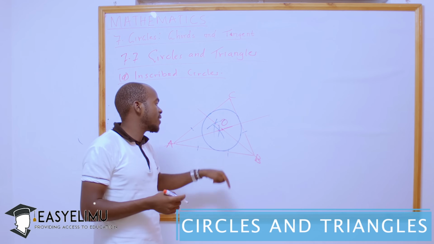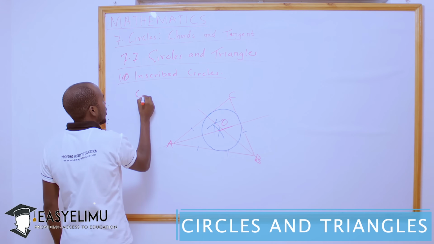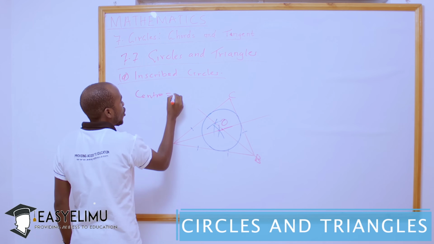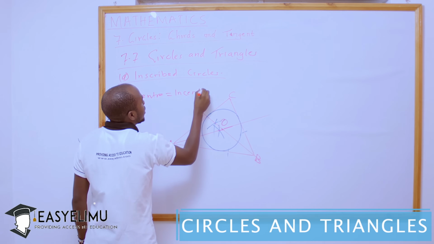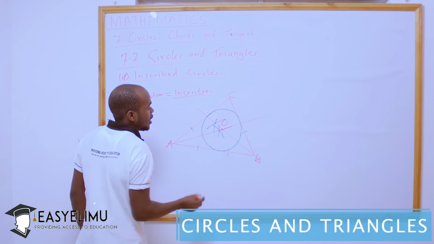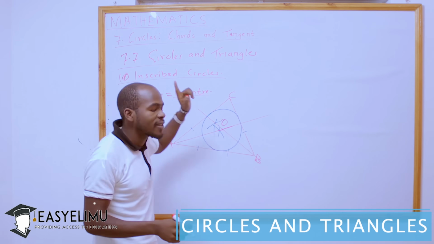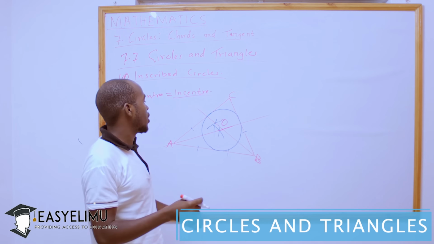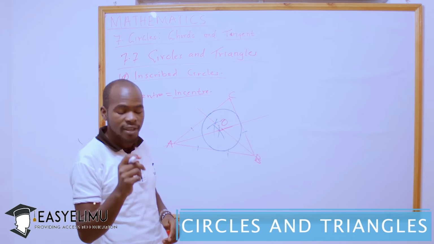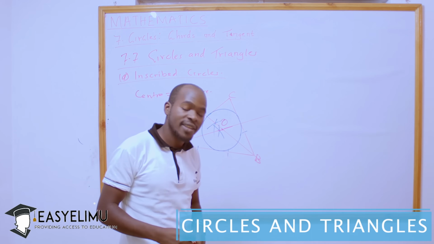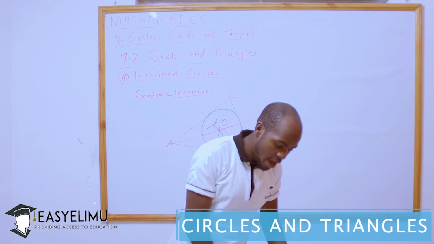If this one is an inscribed circle, then the center we have here is called the incenter. It is inside a triangle. That's what we refer to as an inscribed circle, inside the triangle, and the center is referred to as the incenter. So let's go on and see how we can construct circumscribed circles.